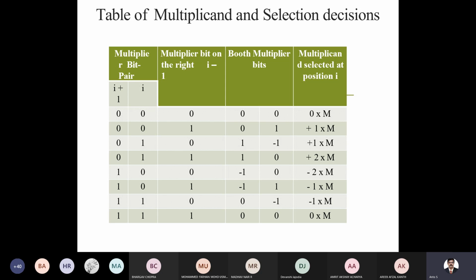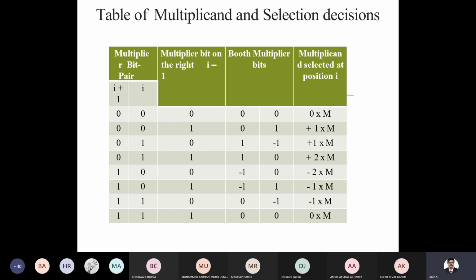Okay. This is the table. So I told you i plus 1, i minus 1. So these are the three combinations. Based on these different combinations, you have to make the multiplication. You don't worry about the pair recoding; that is an intermediate one. You don't need to worry about that bit. You have to look into i plus 1 and i minus 1.